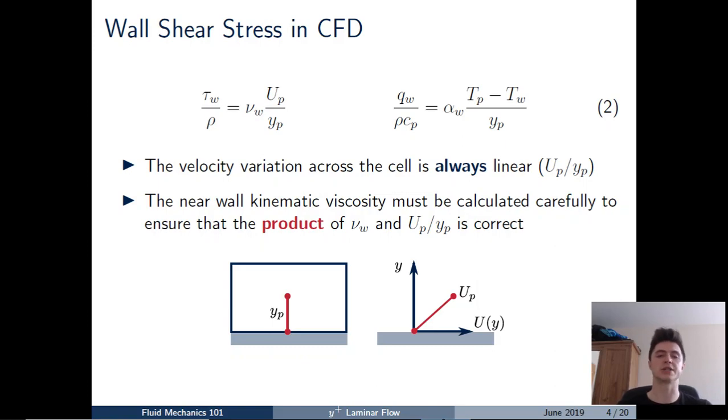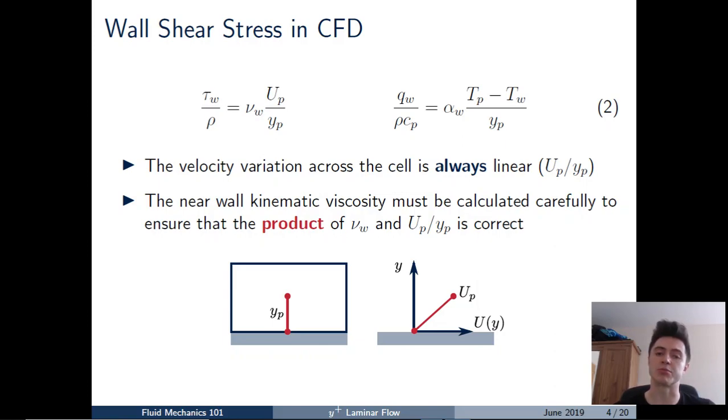And what that means is that if we look at equation 2, then the velocity gradient between the cell centroid P and the wall is going to be given by UP divided by YP, where UP is the value of the velocity at the cell centroid and YP is the distance of that cell centroid from the wall, where of course we have the no slip condition, so the velocity at the wall is 0.